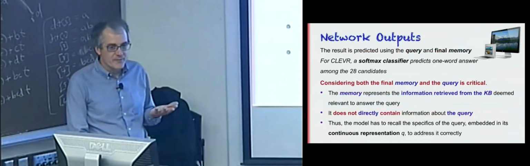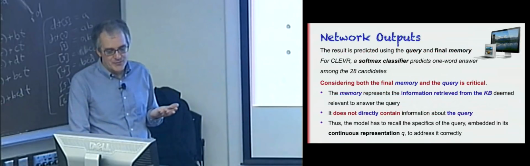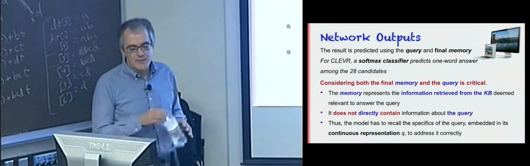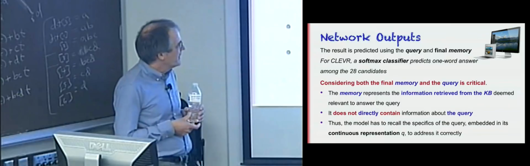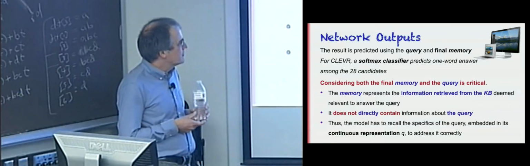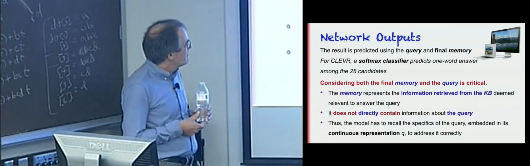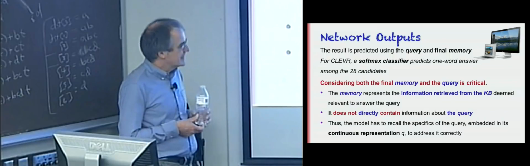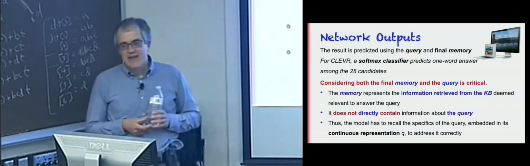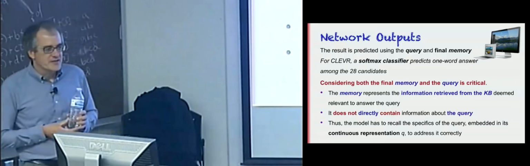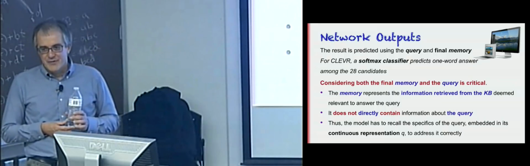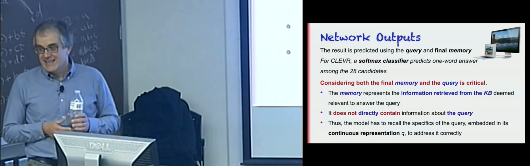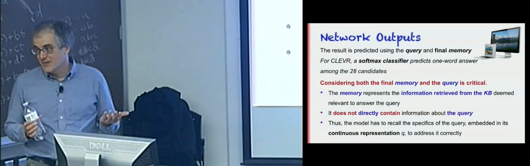And the very final thing we have to do is answer questions. And so we also have an output unit. The way we construct the output is we take the original query and the final memory, and then we're going to predict an answer. Now, for CLEVR, the answers are trivial: you can just do it with a single classifier over a vocabulary of size 28, because there are actually only 28 possible answers.